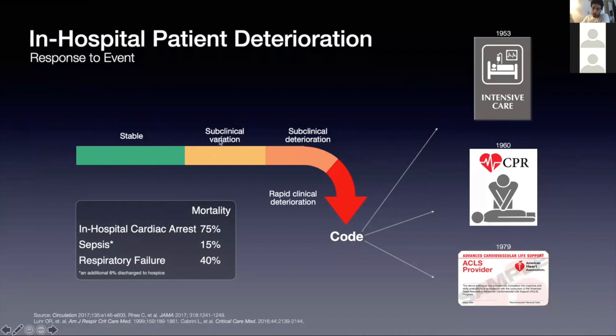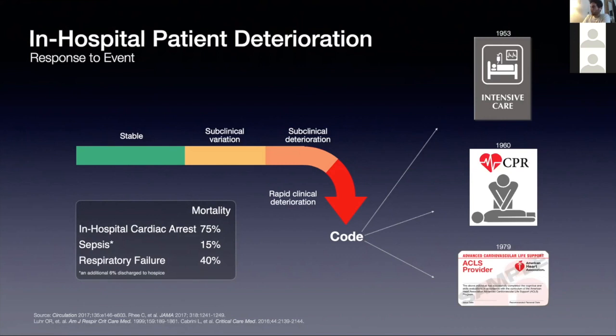So then say you're in the hospital, you're not doing too well. Before you code, there's actually a point called subclinical deterioration. And so you go down this path and then you end up coding. The way our hospital system is set up right now is that we treat you when the code happens. For example, in 1953, ICUs were created. In 1960, CPR was invented. In 1979, advanced CPR was invented. And then as you can see on this graph on the left, mortality rates are not great. In-hospital cardiac arrest has 75% mortality, sepsis 15% mortality, respiratory failure 40% mortality. So we're really not necessarily that great at treating codes.